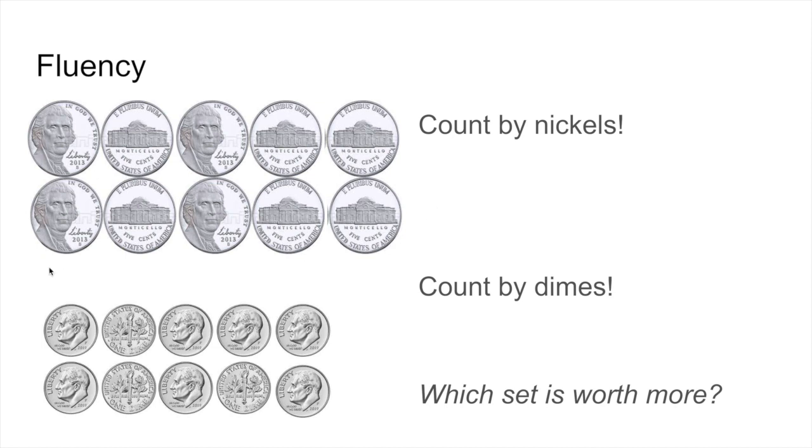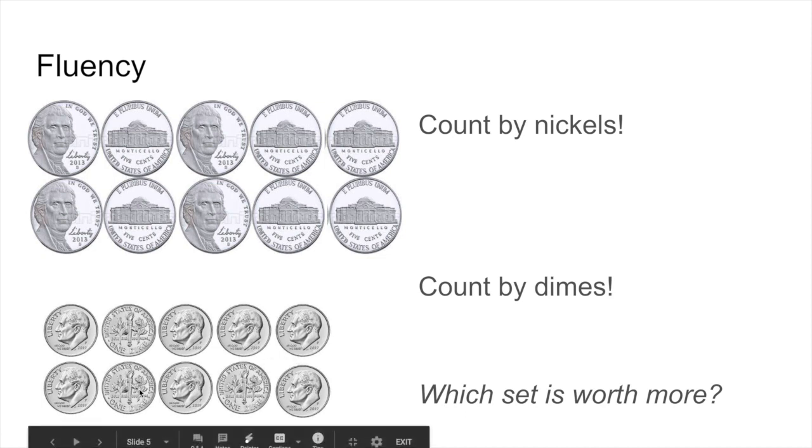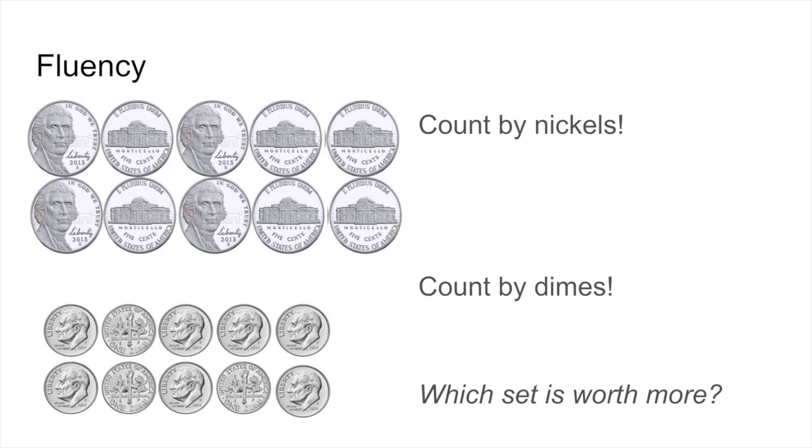Let's count by dimes. We still have 10 dimes. We need to count by tens now. 10, 20, 30, 40, 50, 60, 70, 80, 90, 100. 100 cents. 100 cents is equal to $1. 10 dimes equals 100 cents.